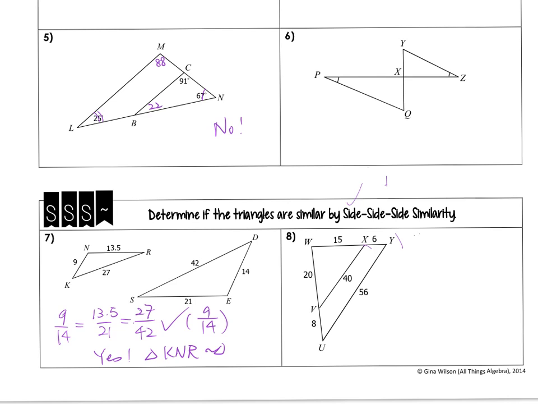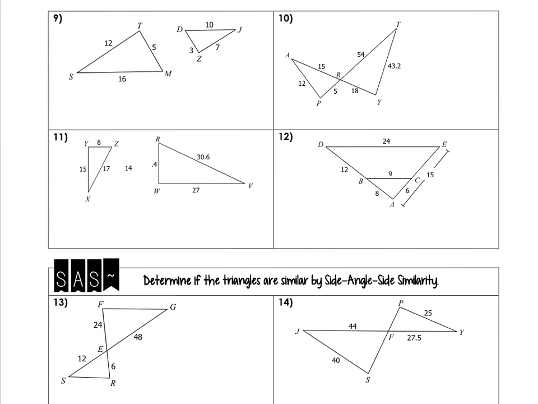is similar to triangle DES. Again, make sure that angle K is facing the middle one and angle D is facing the middle one. The largest side faces the largest angle and the shortest side is opposite of the smallest angle. So make sure that the order matches up.